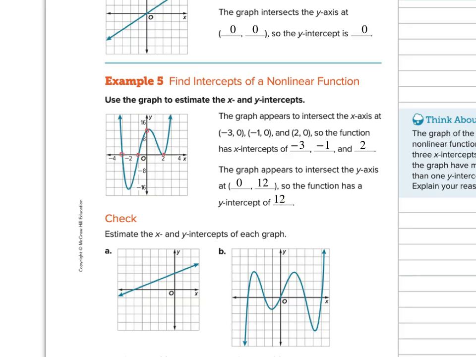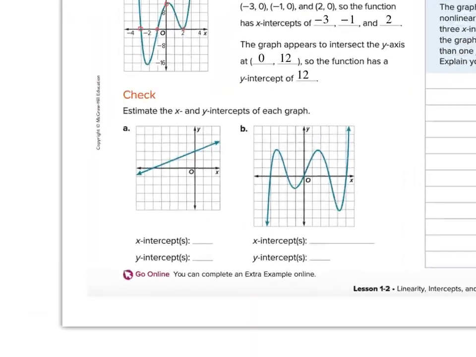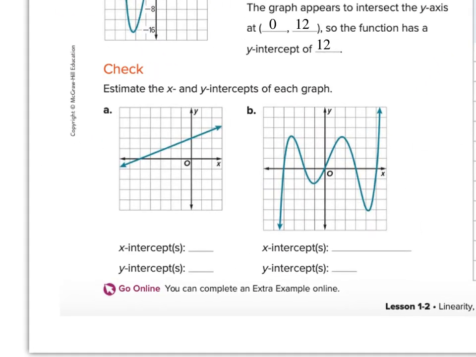Okay. So looking at this, estimating your x and y-intercepts of each graph, it looks like my y-intercept in this graph is 2.